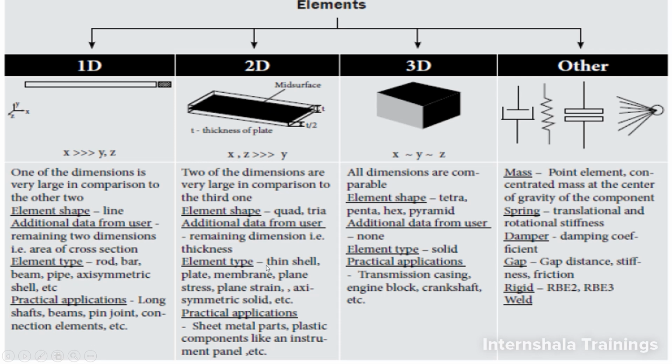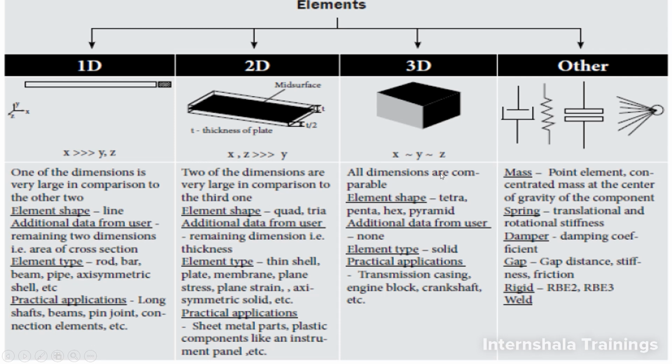And here the element types are thin shell, plate, membrane, plane stress, plane strain, axisymmetric solid, etc. These are the types of 2D elements available. And in practical cases where we are going to analyze sheet metal parts and plastic components with very minimum wall thickness, we are going to use 2D elements in order to mesh such type of geometries.